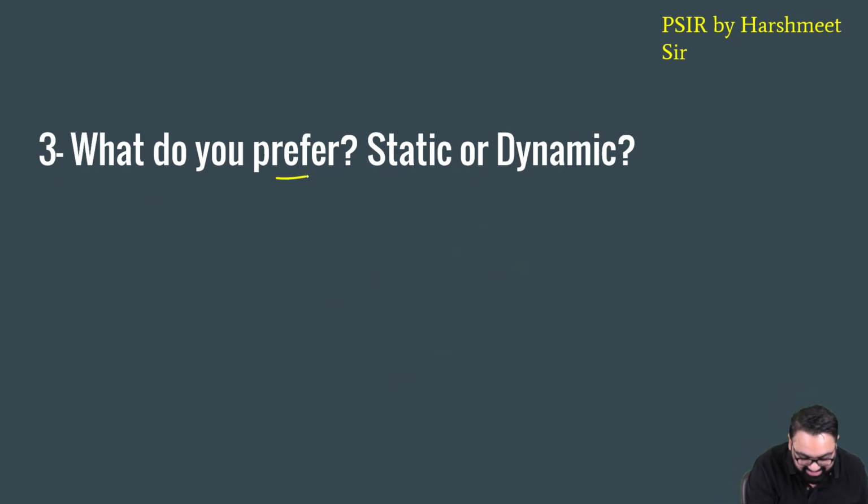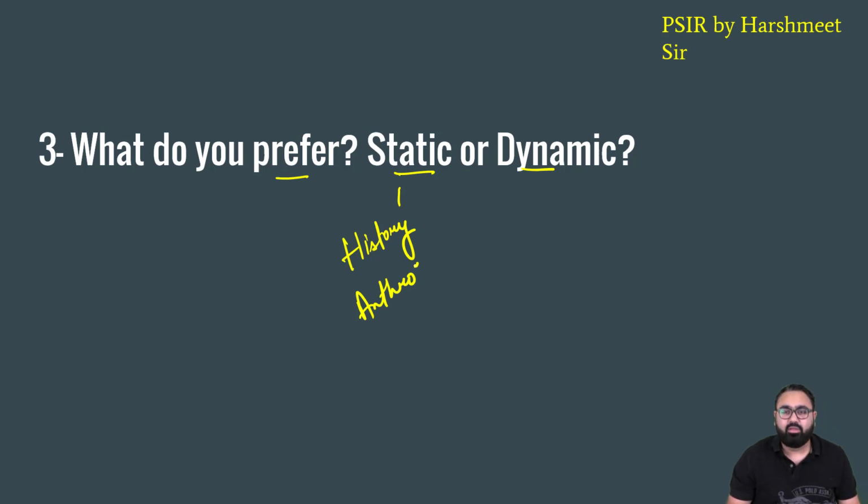What do you prefer, static or dynamic? So there are two types of subjects that you can actually divide. For example, subjects which you once complete, nothing new can be added in those subjects. History, nothing new will be added. Let's say anthropology, nothing new will be added. Psychology or philosophy, nothing new will be added.